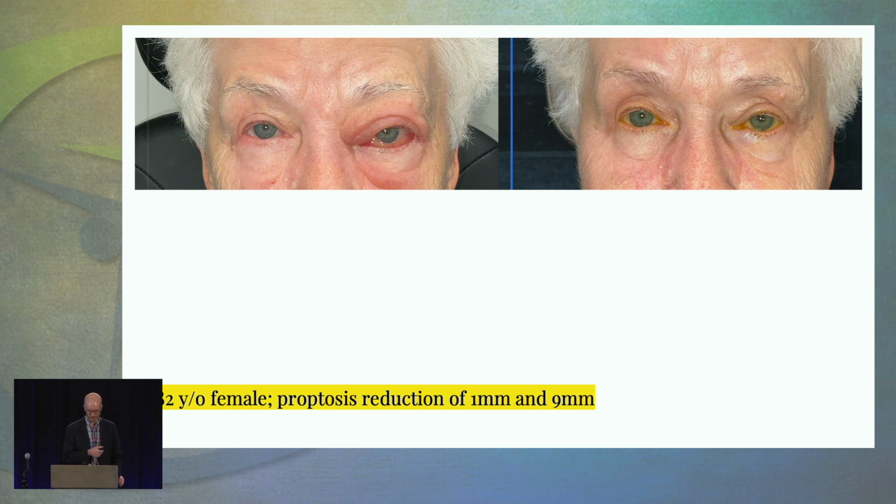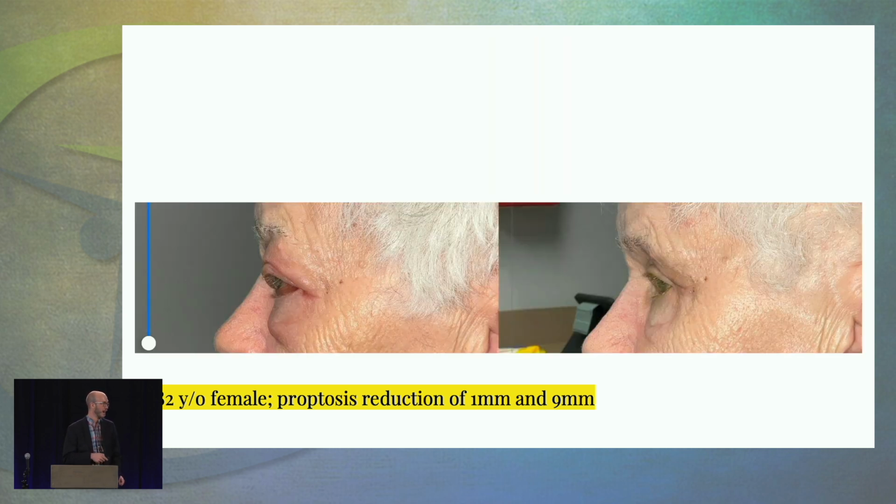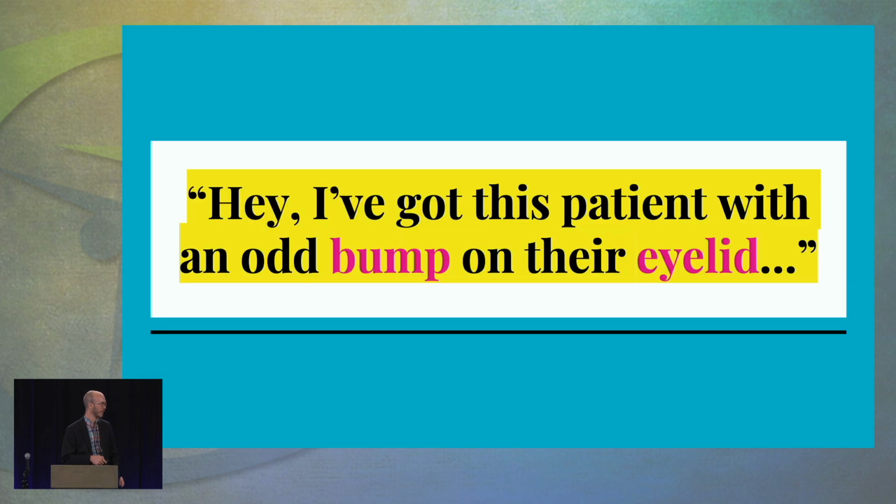She went from a Hertel measurement of 22 on the left to 13, just with the medication. And at her most recent follow-up, which was about 2 weeks ago, it was 12, down from 22, so 10 millimeters of proptosis reduction on the left just with that medication. So it really is doing some great things. I've also seen it not do that much for people who aren't active. So I tend to only give it to people who are having active problems.